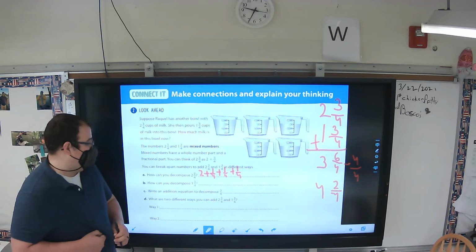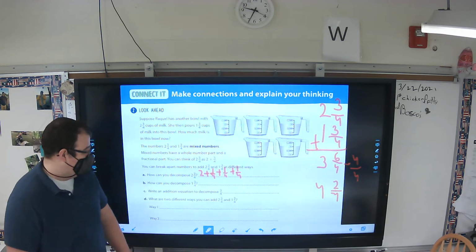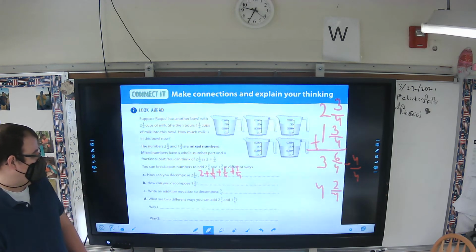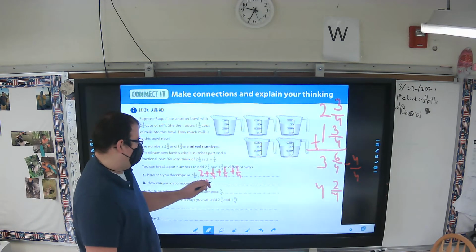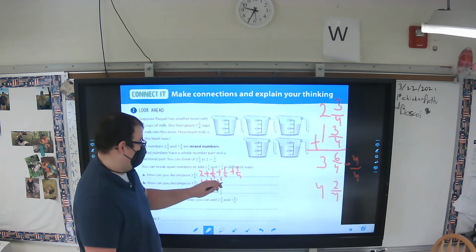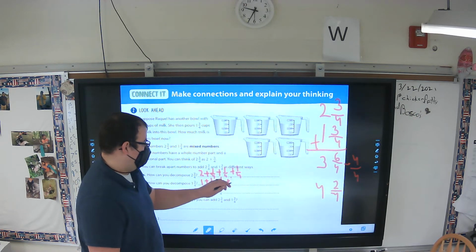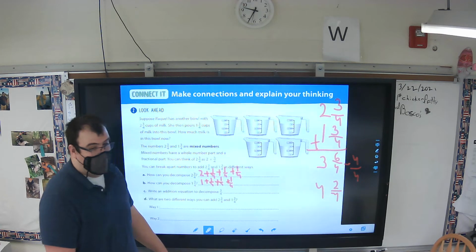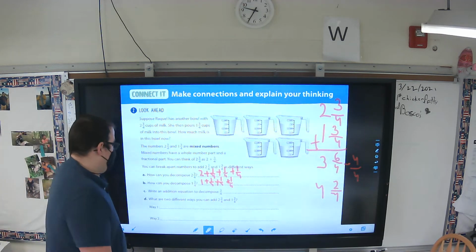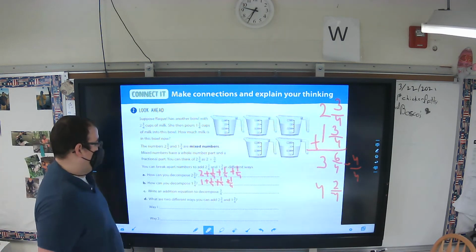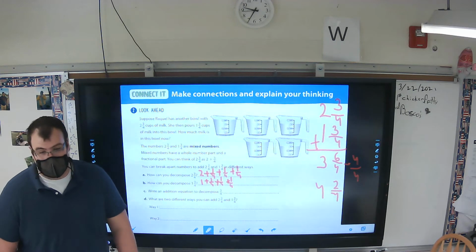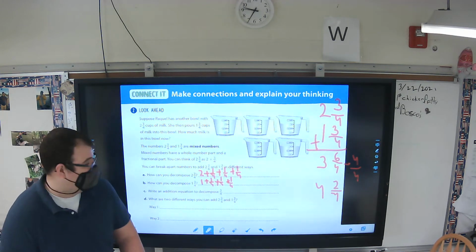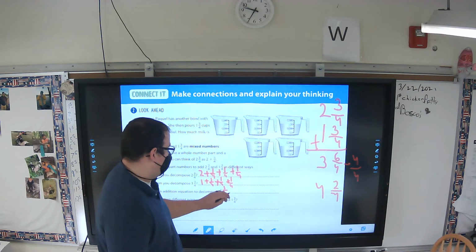And what is 1 3/4 decomposed? 1 plus 1/4 plus 1/4 plus 1/4. Yeah, same thing, right? Is it broken down? Yeah. Write an addition equation to decompose 3/4. What is 3/4 decomposed as? 1/4 plus 1/4 plus 1/4.